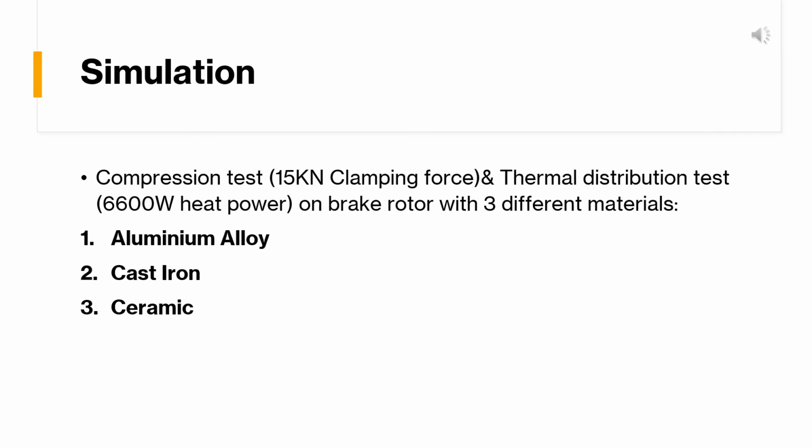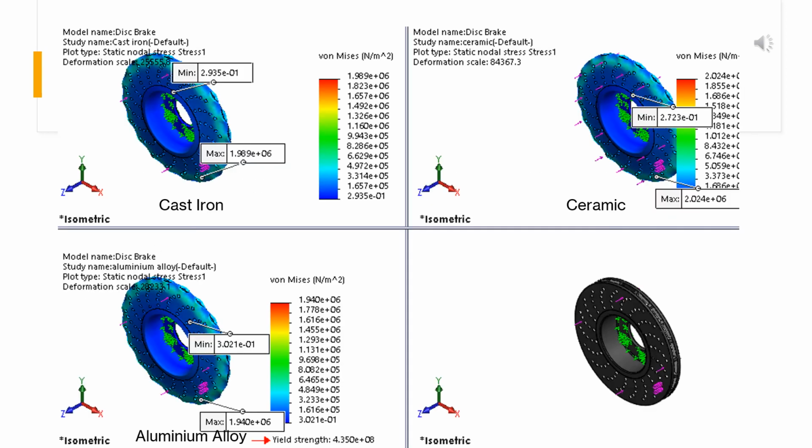Simulation part. A total of 2 simulations are carried out on the brake rotors, which are the compression test and the thermal distribution test, on brake rotors with 3 different materials. First is aluminum alloy, then cast iron, and lastly ceramic. These are the results from the compression test with a force of 15 kN respectively. As a result, all 3 materials show that they can withstand the clamping force perfectly, and the maximum stress occurring on the brake disc is only slightly different, with the ceramic material having the highest maximum stress.